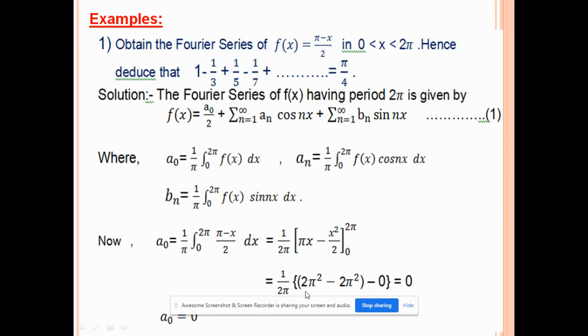When we apply the limits here, we get 1 by 2 pi, here it is 2 pi square minus 2 pi square minus 0. It will be 0. Therefore, a naught value is 0.